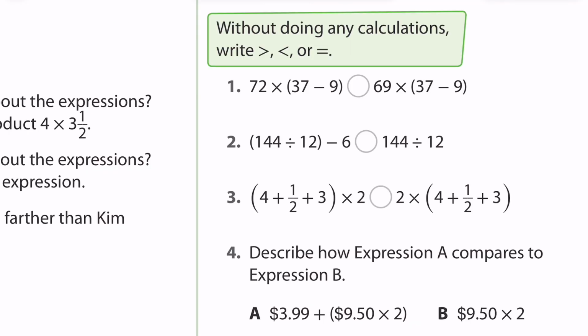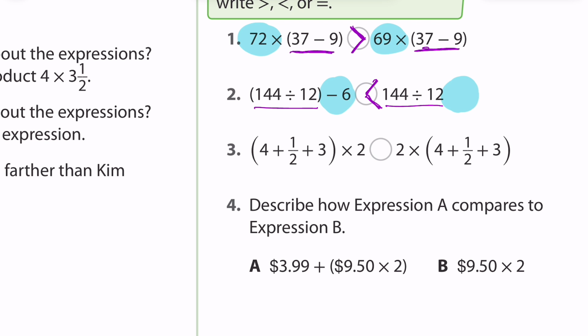So looking at number 1, they both have 37 minus 9 in parentheses. So the only thing I'm comparing now is the 72 times and the 69 times, and we know that 72 times will be greater. Okay, on number 2, they both have 144 divided by 12, but on this left one, it has minus 6, and we have nothing different over here. So that tells us that the right side is going to be greater.